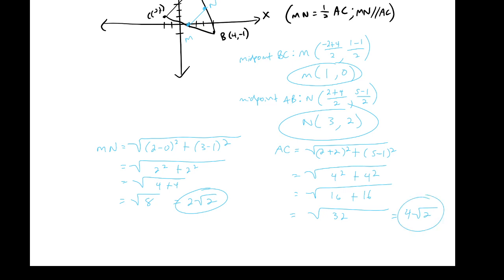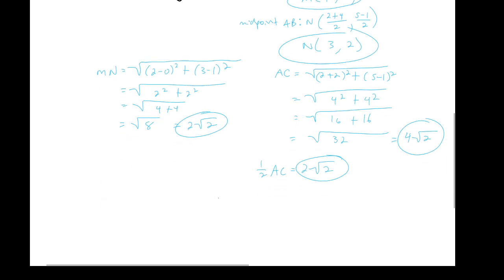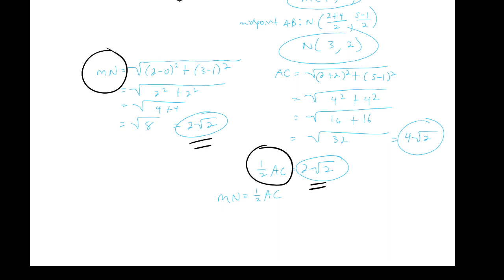Now, that means 1/2 of AC is going to be equal to 1/2 of 4 rad 2, which is going to be 2 rad 2. So we're actually all set there. These guys are equal, MN and 1/2 AC. And I hope you guys can see that algebraically. MN and 1/2 AC both are equal to 2 rad 2.